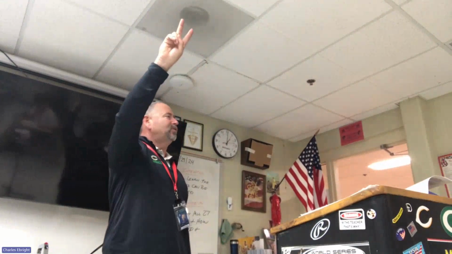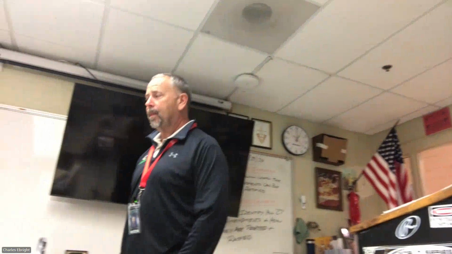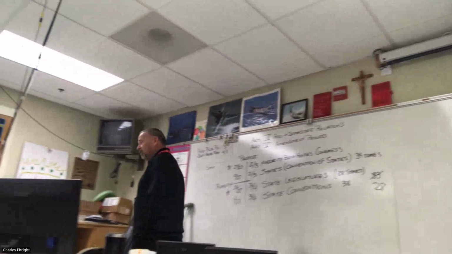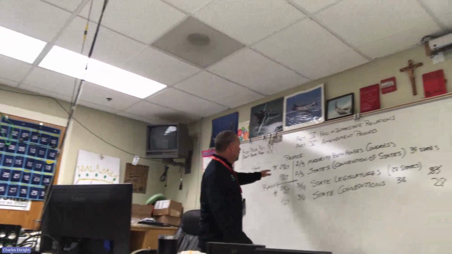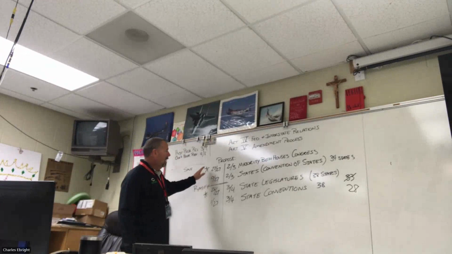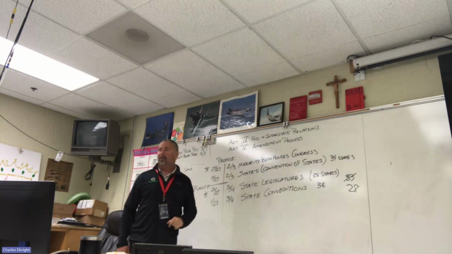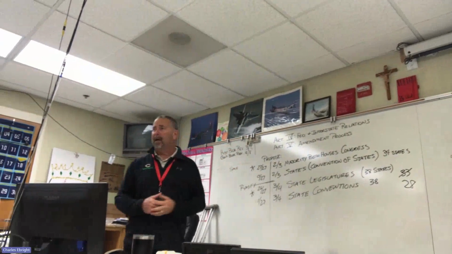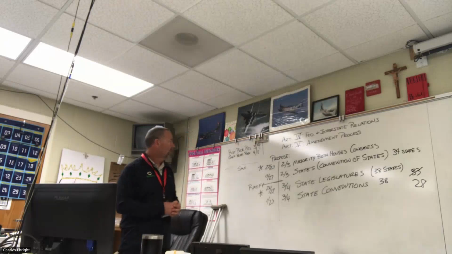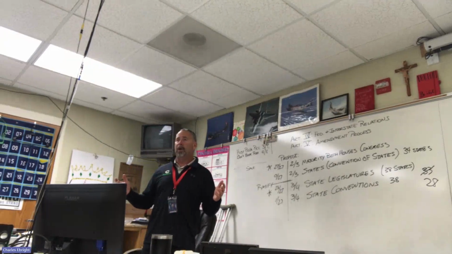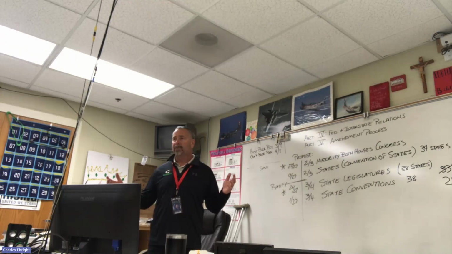Okay? Now, the amendment process. There are two ways to propose an amendment, and there are two ways to ratify an amendment. The most common is this top method. All 27 amendments have been proposed by this method. A majority of both houses of Congress vote to propose an amendment to the Constitution. This is how the Bill of Rights was proposed and every other amendment since.